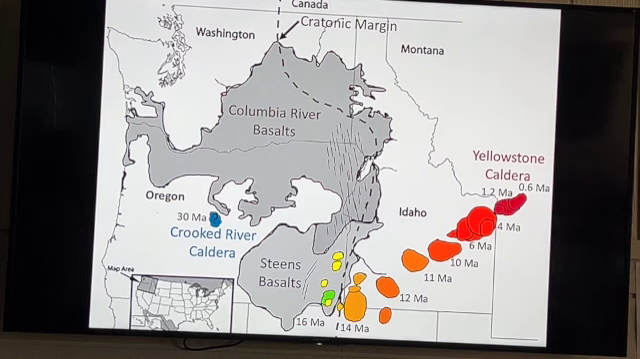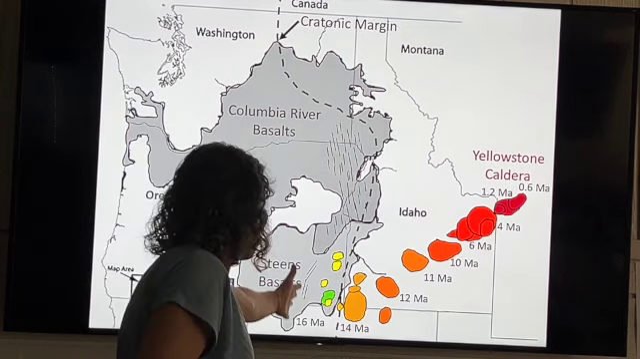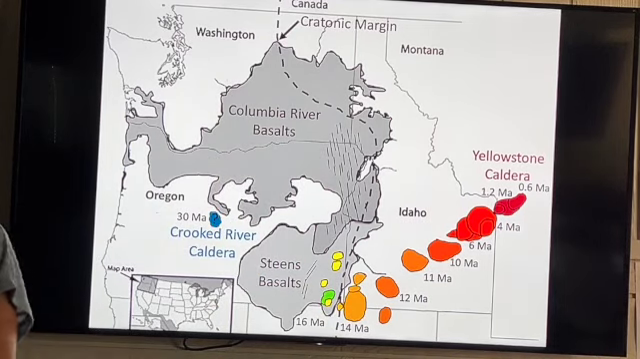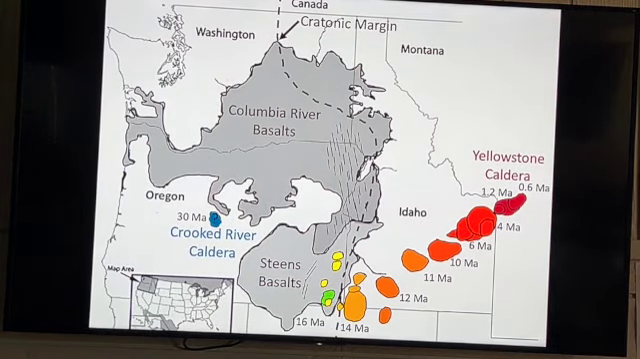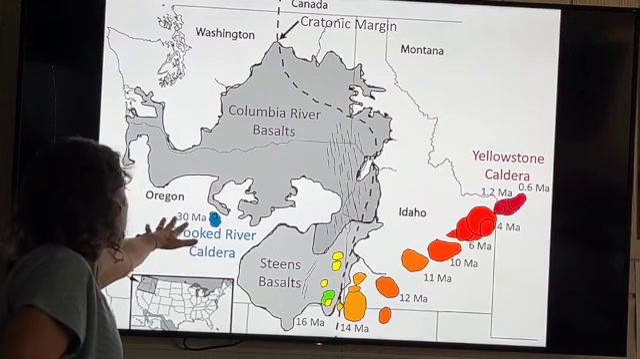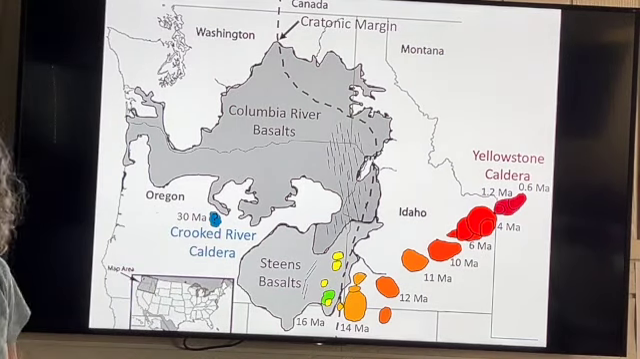Is that part of the Yellowstone hotspot? And that's exactly what this PhD student was working on at the U of O. Is the Yellowstone hotspot much longer lived than we initially thought? We thought that 17 million years ago, with the Steens basalt and the Columbia River basalts, that was the first activity associated with the Yellowstone hotspot. But then these calderas have been mapped, and so it begs the question, has the Yellowstone hotspot been around underneath North America for much longer?